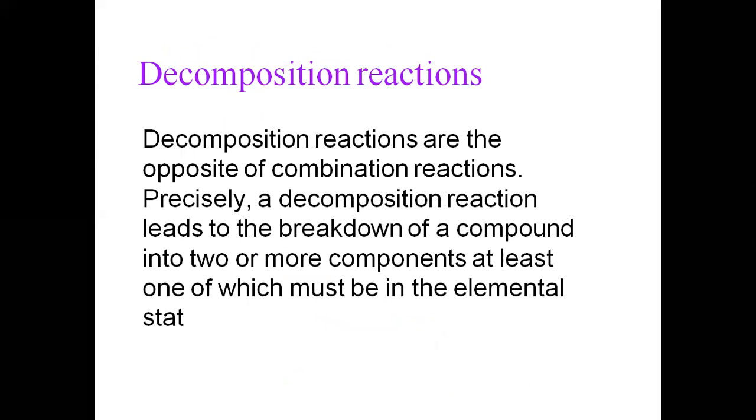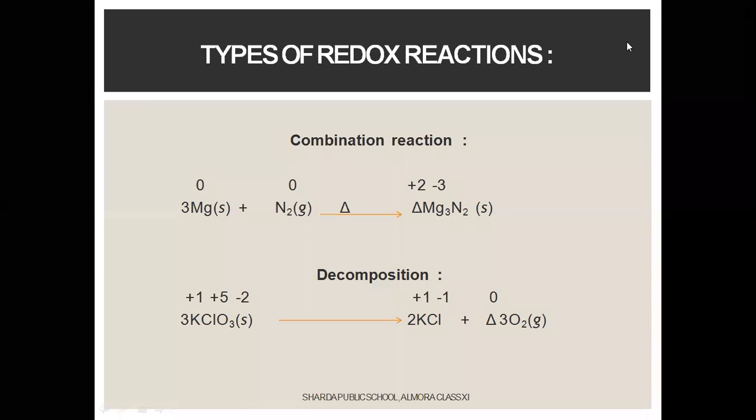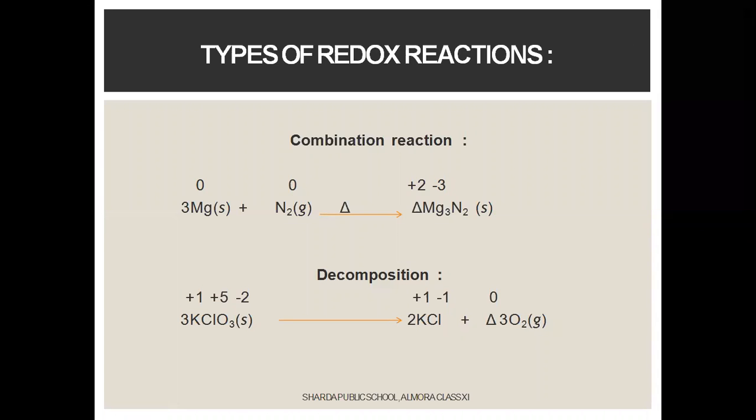Next is the decomposition reaction. A decomposition reaction is the opposite of the combination reaction. Precisely, a decomposition reaction leads to the breakdown of a compound into 2 or more components, at least one of which must be in the elemental state. As you can see here, this is the opposite of the combination reaction, where Mg and N2 combine together and form Mg3N2, right? But decomposition is where the compound breaks into simple molecules or elements.